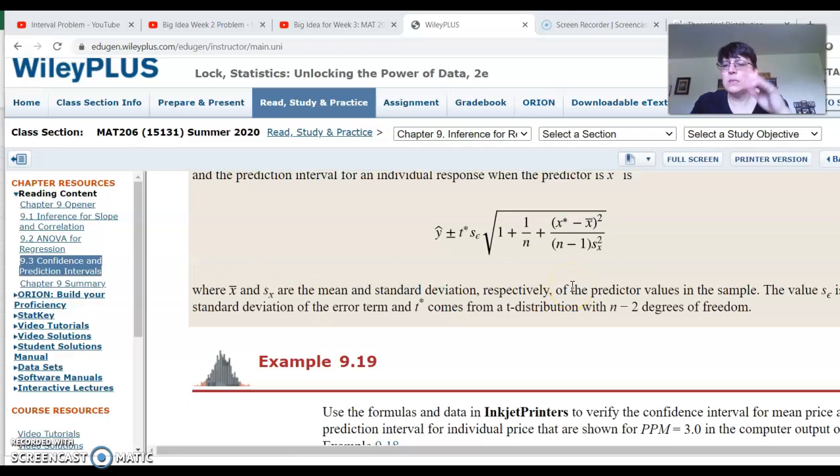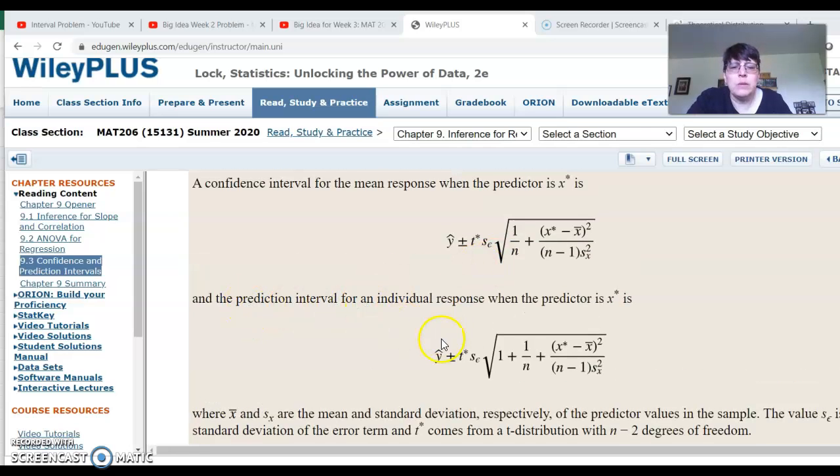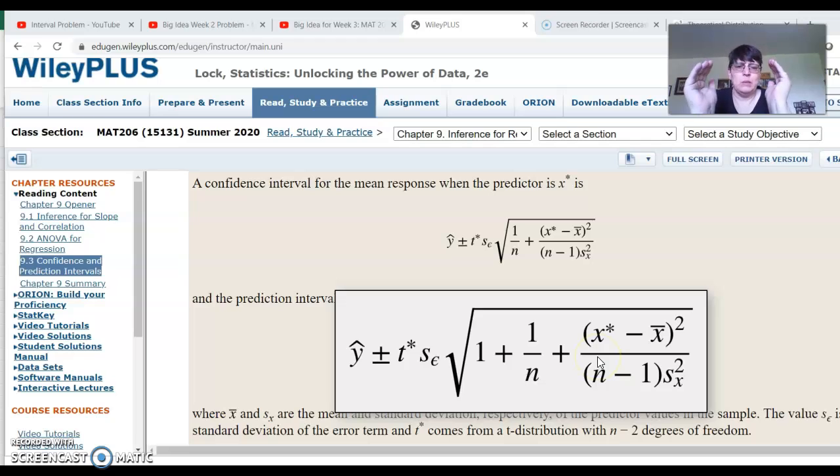Okay, back in section 6.3, the prediction interval is y-hat plus or minus margin of error, which is t star, the standard deviation of error, times the square root of 1 plus 1 over n plus x star minus x bar squared divided by n minus 1 times the standard deviation of x squared. So we're looking at n of 50 and 49 times the standard deviation of x squared. I think I have enough information.